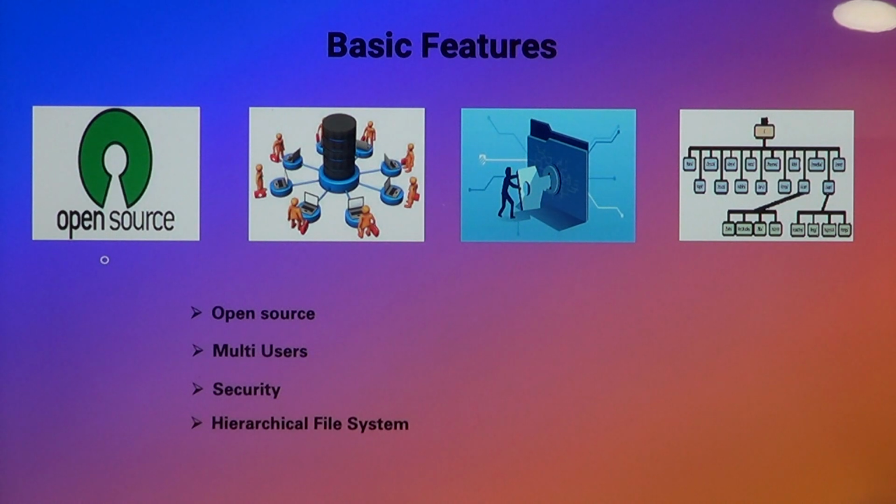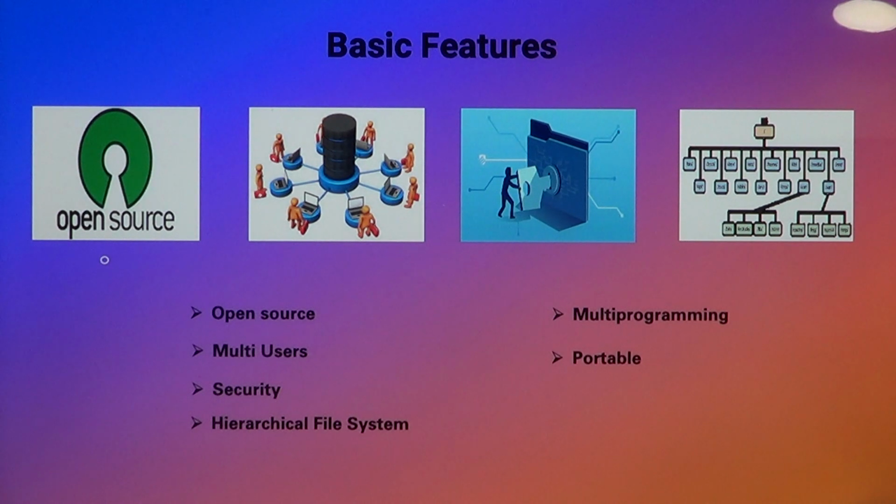The next one is hierarchical file. Here, in the hierarchical file system, you are able to see that Linux provides a standard file structure in which system files and user files are arranged in a hierarchical way. The next one is multi-programming. Linux is a multi-programming system, meaning multiple applications can run at the same time.